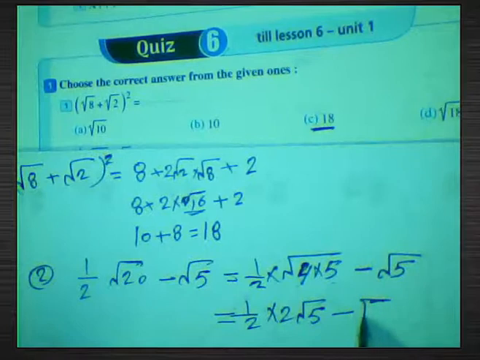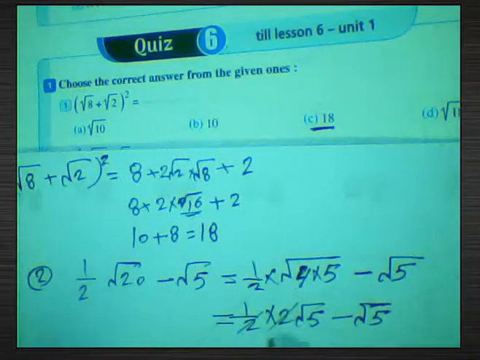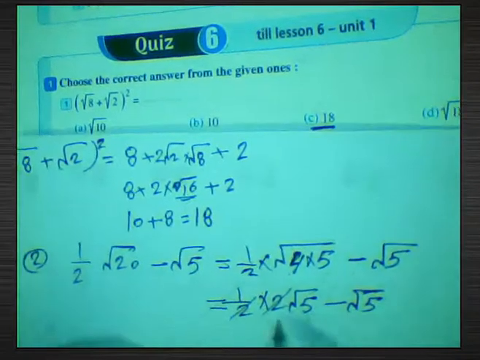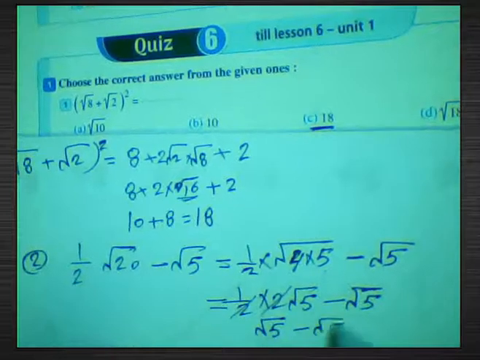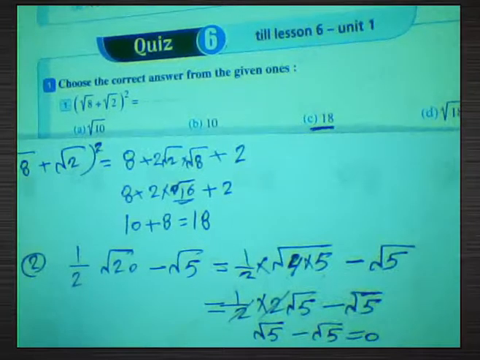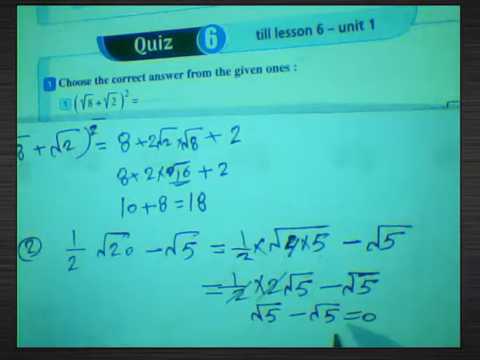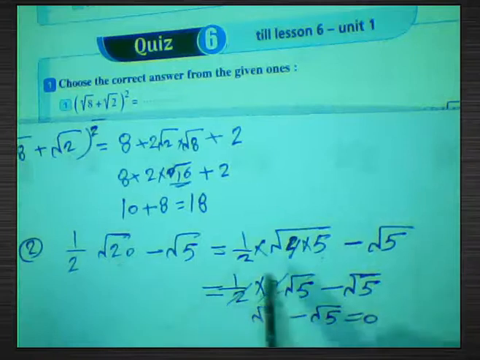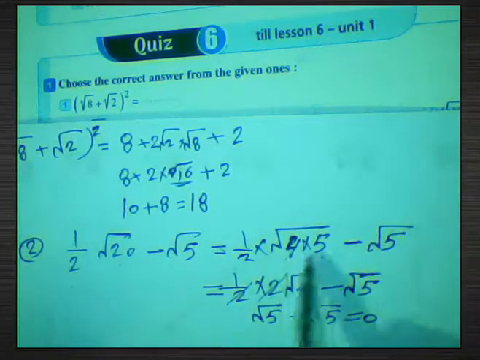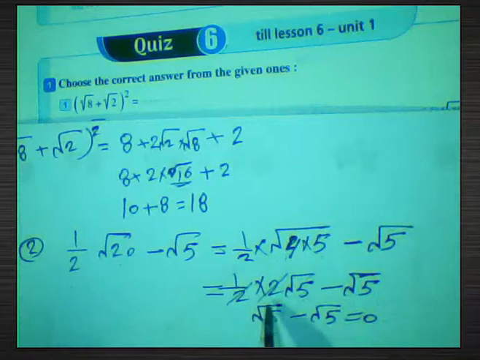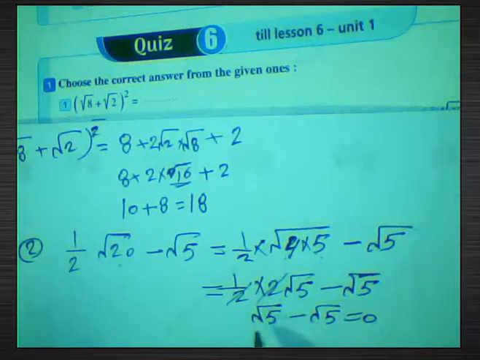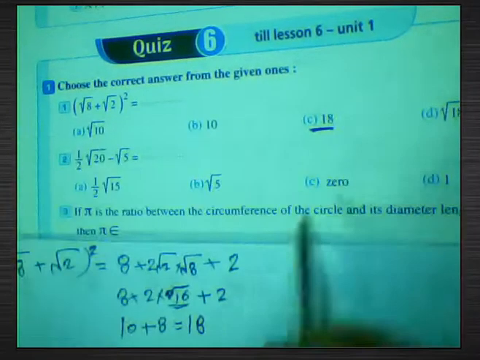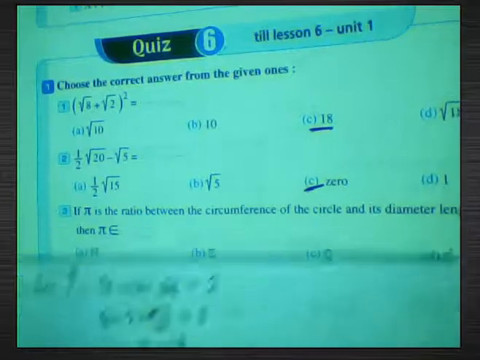Subtract the square root of 5. We will cancel 2 by 2. The result will be 0 because the square root of 5 subtract the square root of 5 equals 0. So the result will be 0. It's easy for you. Again, half of the square root of 20 will be half of the square root of 4 times 5, because the square root of 4 equals 2. 2 over 2 equals 1. 1 multiplied by the square root of 5 equals the square root of 5. The square root of 5 subtract the square root of 5 equals 0. So we'll choose letter C.